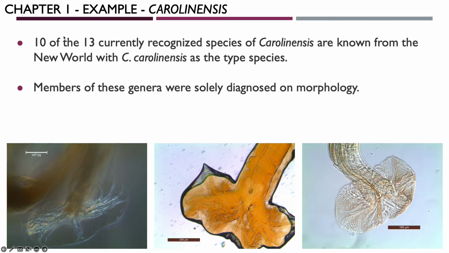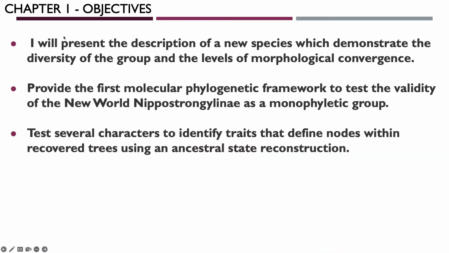So continuing with that problem, 10 of the 13 recognized Carolinensis are known from the New World, with C. carolinensis being the type species, and members of these genera were diagnosed using only morphological tools. These are all Carolinensis worms, just to show you the problem that we're seeing. All these bursae are from worms described as Carolinensis. Pretty difficult to tell the difference with the tools that we used.